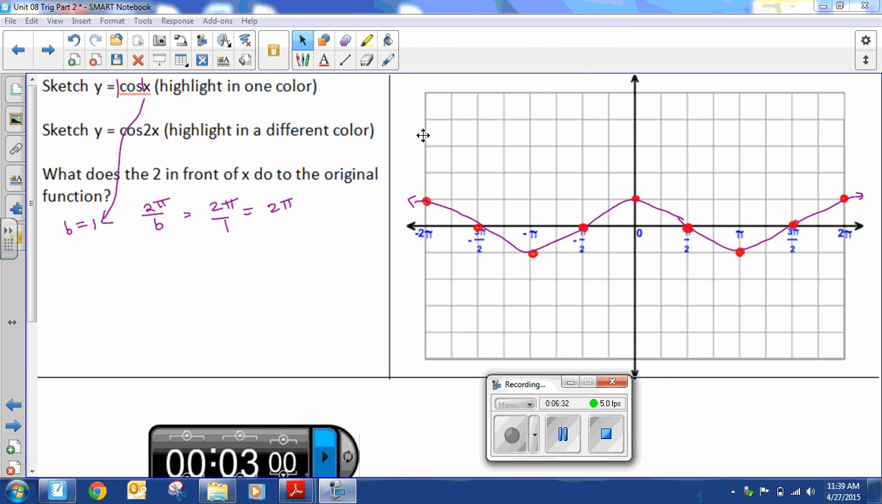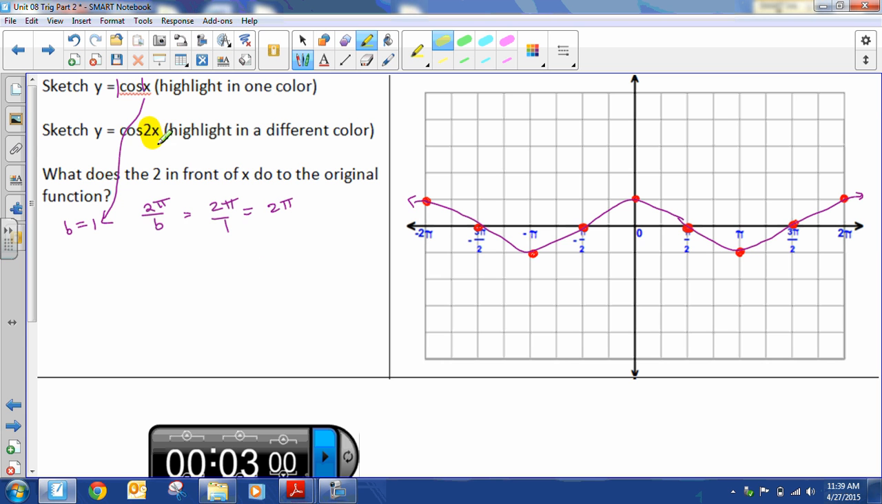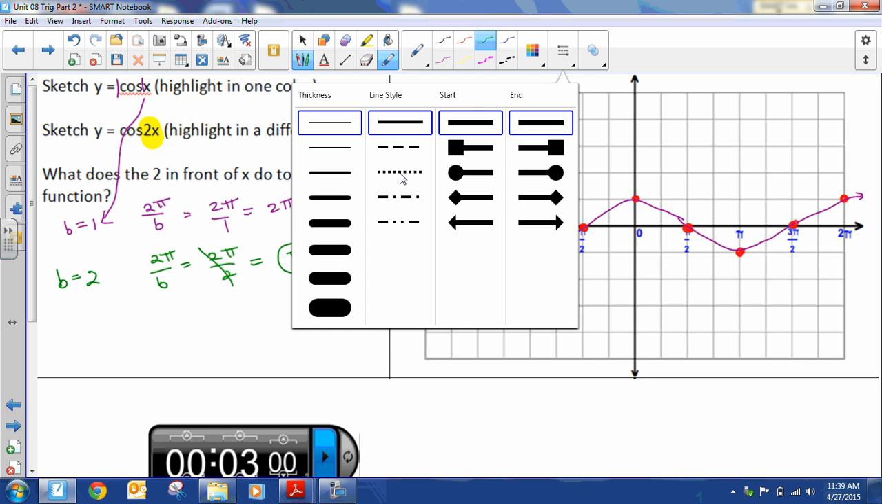Now let's take a look at what happens when we have a 2 in front of our x, in front of our theta. So b equals 2, that means 2 pi over b is 2 pi over 2. The 2's cancel out, and we're left with pi as our period. In other words, one complete cycle of this roller coaster, which normally occurs between 0 and 2 pi, now occurs between 0 and pi.